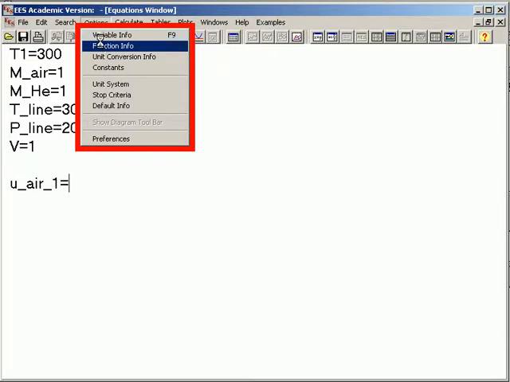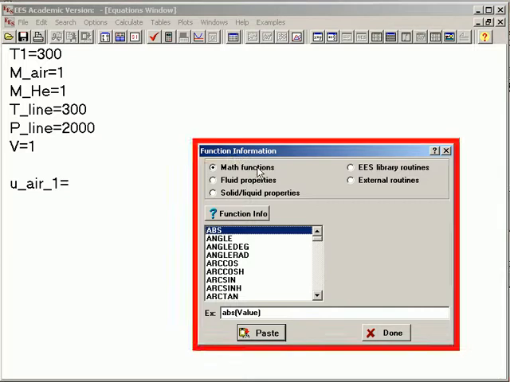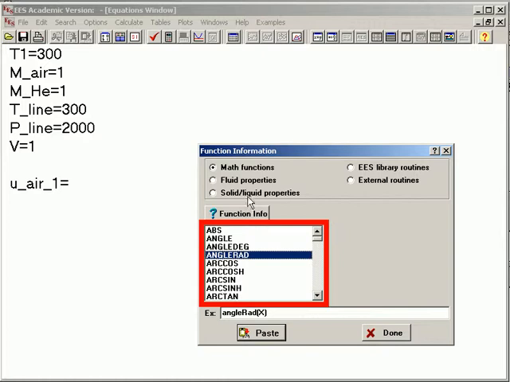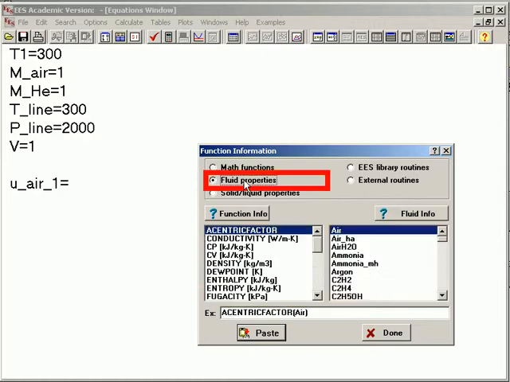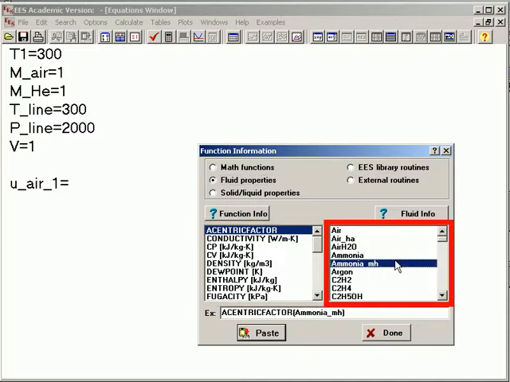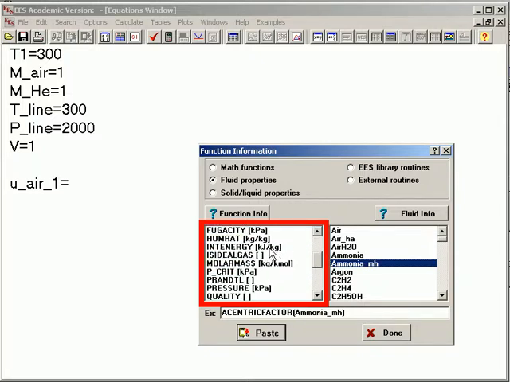So if we come back to options and function info, we see math functions, the standard different types of math functions down here, but there's also fluid properties. And if we come down, we see a whole list of different fluid properties here: thermal conductivity, specific heats, density, enthalpy, and a whole bunch of different fluids over here. So we are looking for the internal energy of air. So if we come down here, we find int energy.